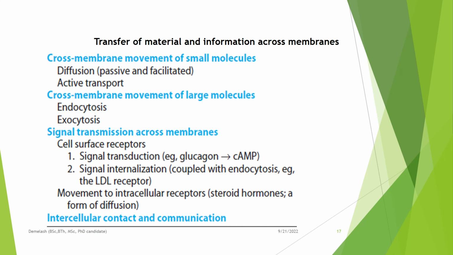So, transfer of material and information across membrane. Cross-membrane movement of small molecules includes diffusion, passive and facilitated, and active transport. Cross-membrane movement of large molecules is in the form of endocytosis and exocytosis, and signal transmission across the membrane is due to cell surface receptors. Signal transduction includes glucagon, which leads to cyclic adenosine monophosphate. Signal internalization is coupled with endocytosis, for example LDL receptors. Movement to the intracellular receptor includes steroid hormones and others, for diffusion, intracellular contact and communication.